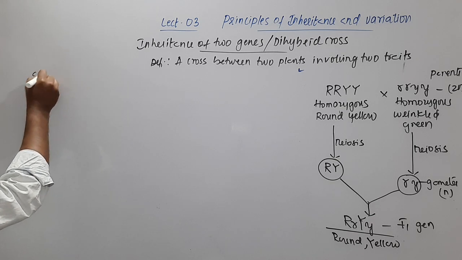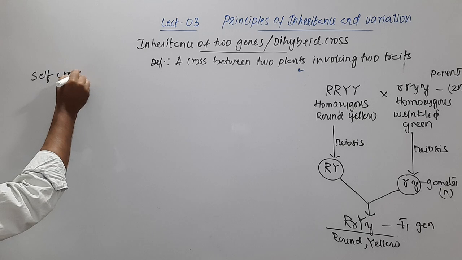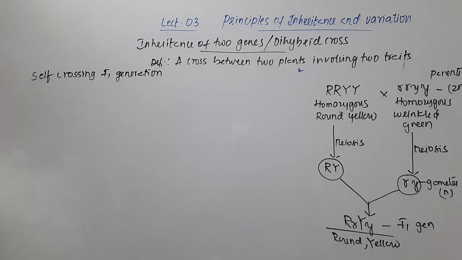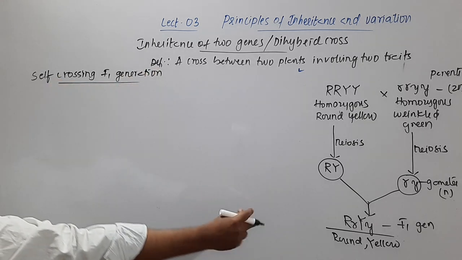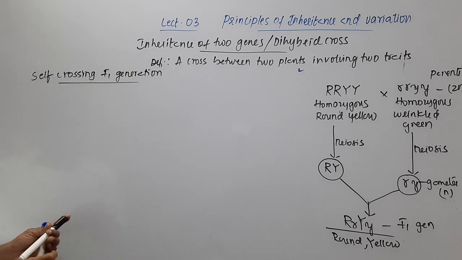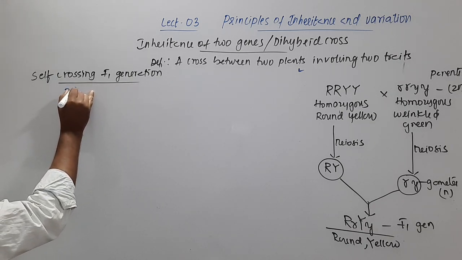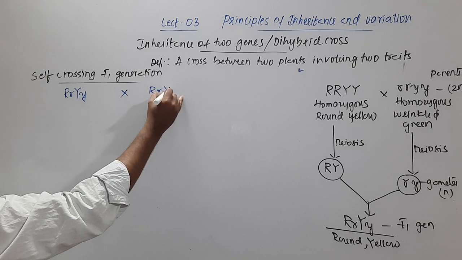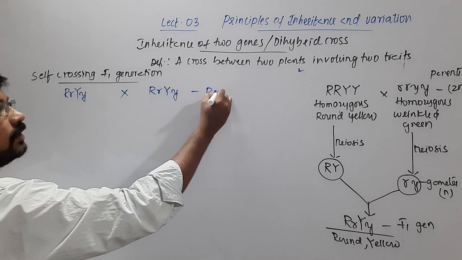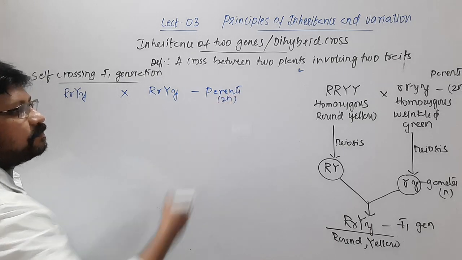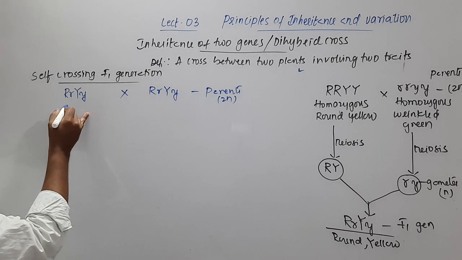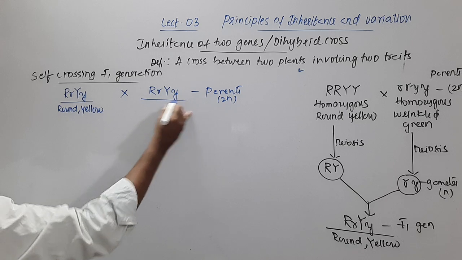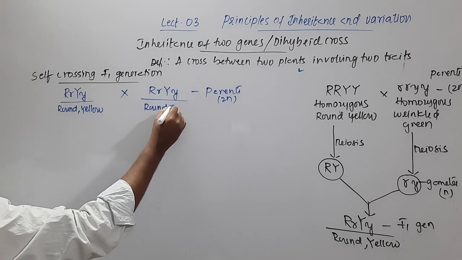So the next step is self-crossing the F1 generation. Here that will be capital R, small r, capital Y, small y, again crossed with capital R, small r, capital Y, small y. So these will form the parents of the next generation. So this is round yellow, and this is also round yellow.